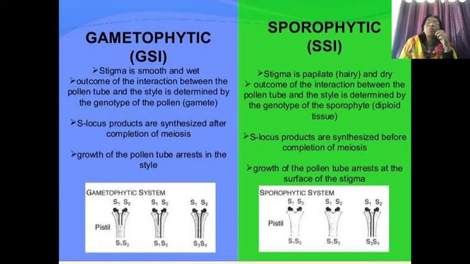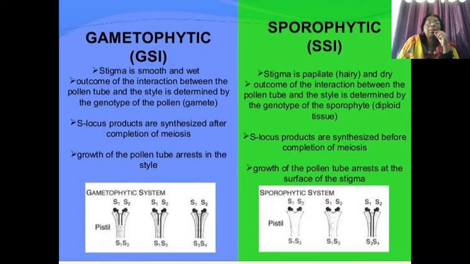While in the sporophytic system, the outcome of the interaction between the pollen tube and the style is determined by the genotype of the sporophyte. The sporophytic tissue is a diploid tissue and it determines the genotype. The interaction which takes place between the pollen tube and the style is determined only by the genotype of the sporophyte, therefore it is termed sporophytic self-incompatibility, or simply the SSI system.